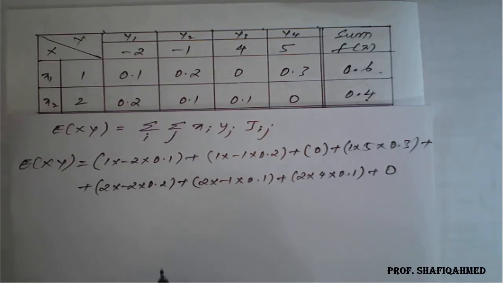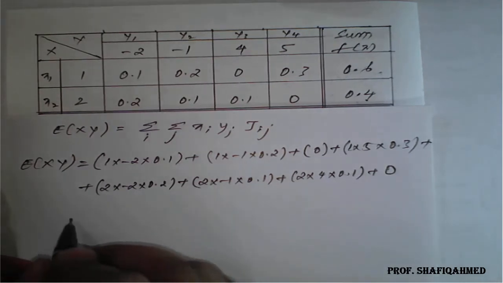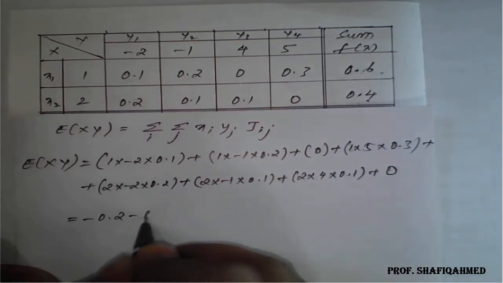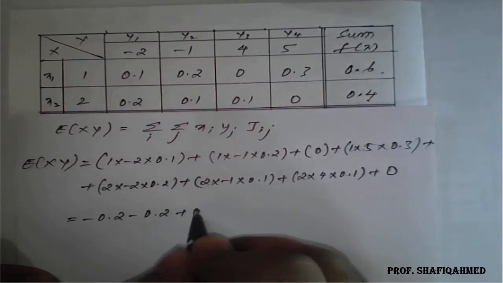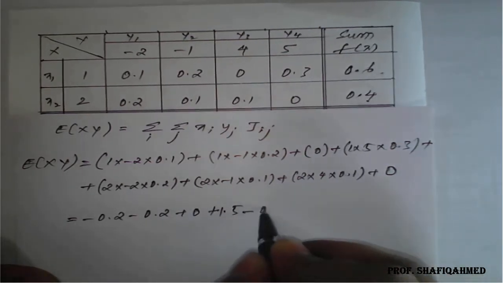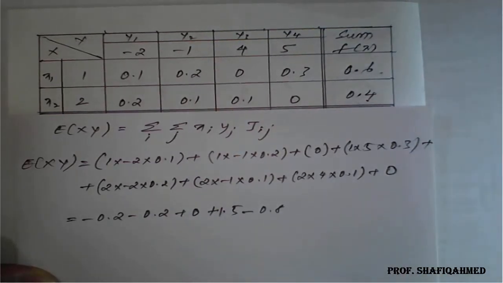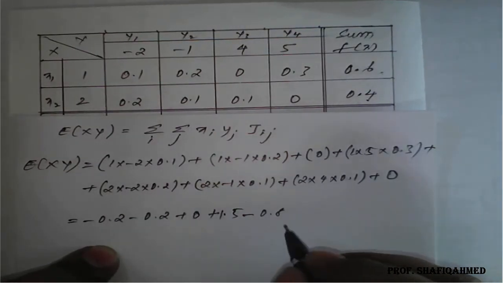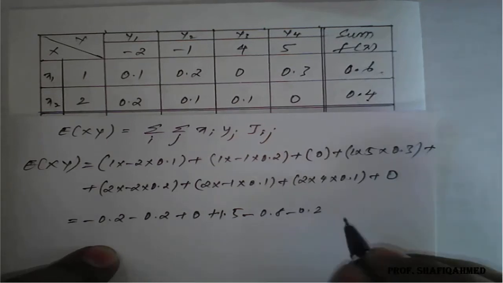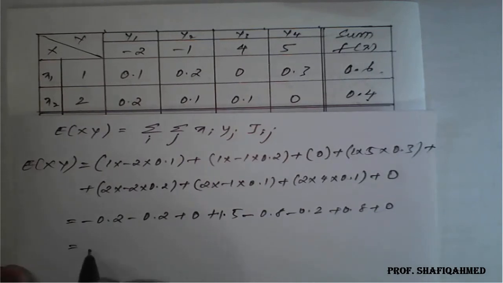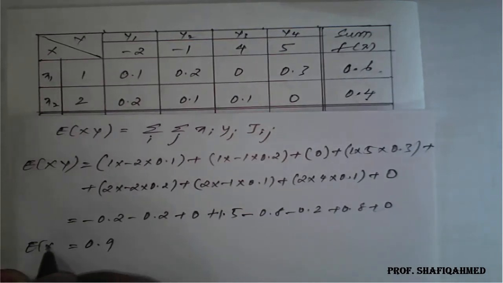So on simplification, the first bracket will be minus 0.2, the second bracket is minus 0.2 plus 0 plus 1.5, plus minus 0.8, then minus 0.2 plus 0.8 plus 0, which finally, if you calculate, will be 0.9. So this is expectation of xy.